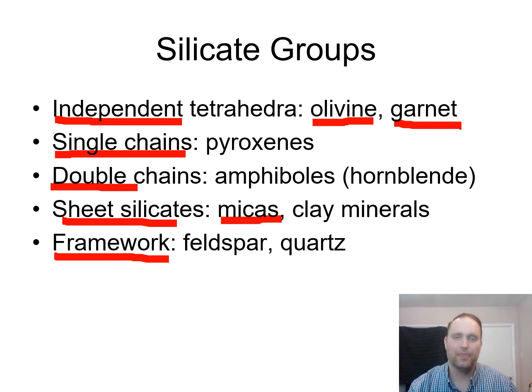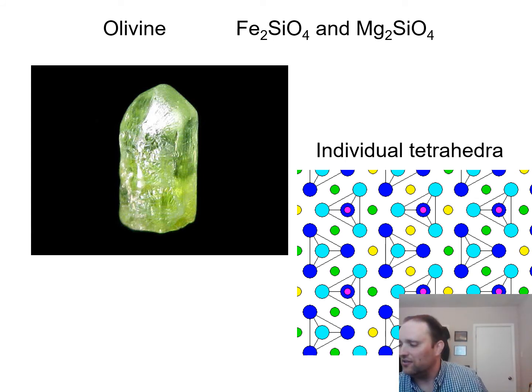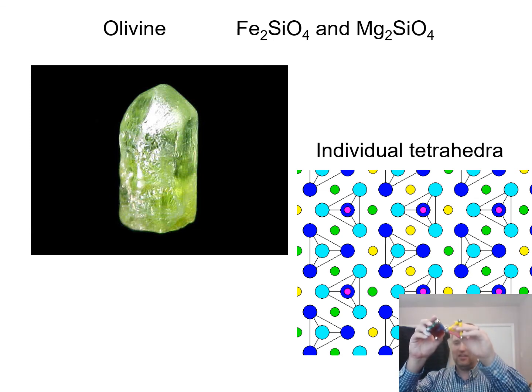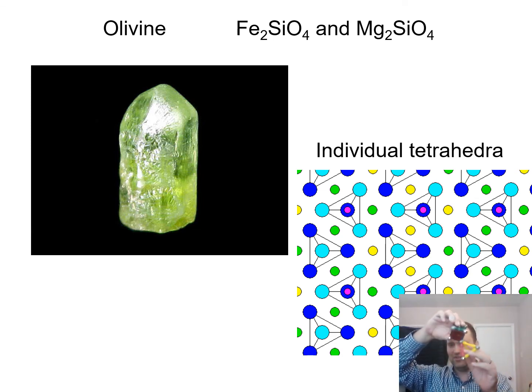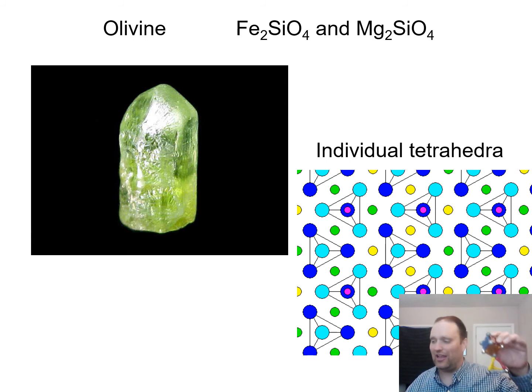So first off, with olivine. Olivine is an example of a silicate mineral that has these isolated tetrahedra. And by isolated, we mean that these tetrahedra are not directly linked to each other. They have to be linked to something else in between. Here we have just a cube to symbolize some other compound or element.